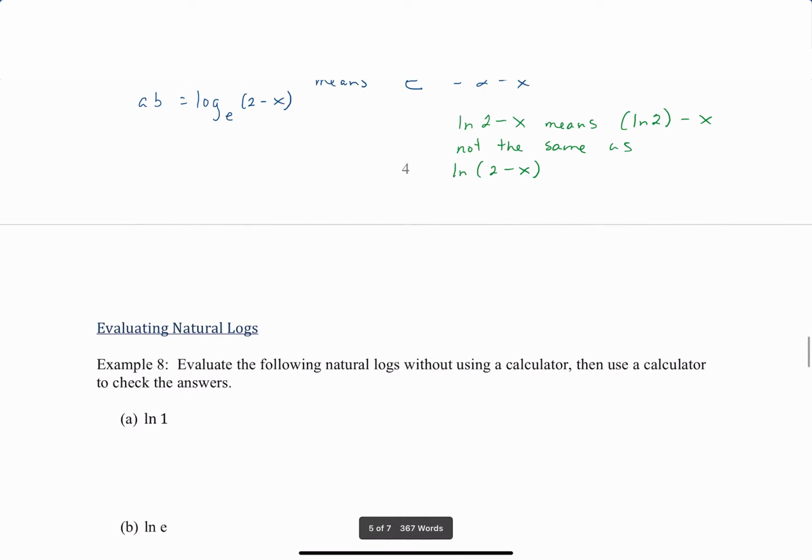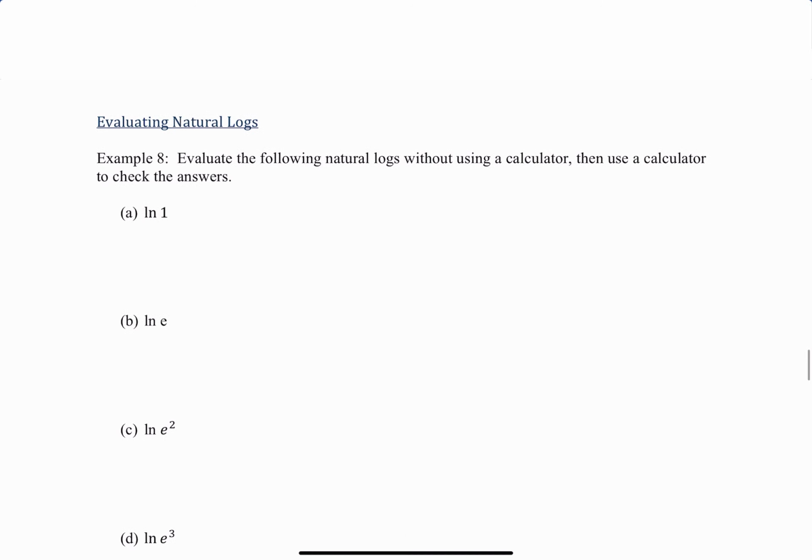Okay, going on, let's do some evaluating of natural logs. We're going to do these first without a calculator, and then, now that we know how to use a calculator to evaluate logs, we'll use a calculator to check our answers. Now, to evaluate a log without using a calculator, one method, and the one I like, is to give that log a name, and I like to call it A for answer. So I'm saying, okay, ln of 1, whatever that is, I'm going to call it A.